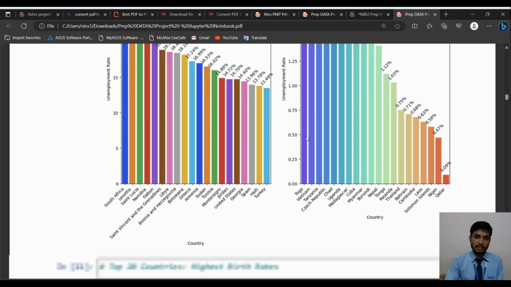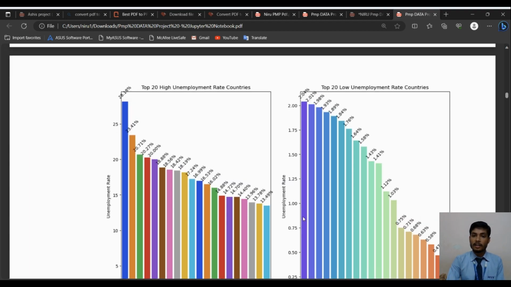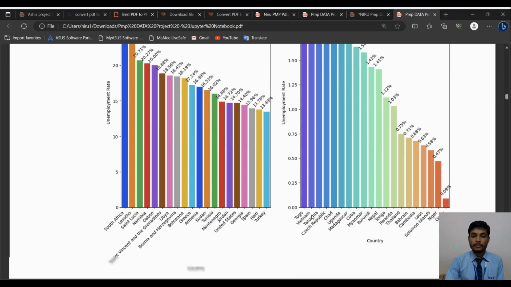You can see in this chart the top 20 countries with high unemployment rate: number one is South Africa, second Lesotho, and third Saint Lucia, and the last of the top 20 is Turkey. For the top 20 low unemployment rate countries, first of all Togo, and last Qatar.